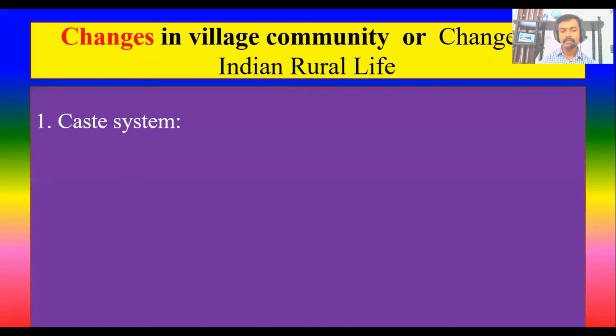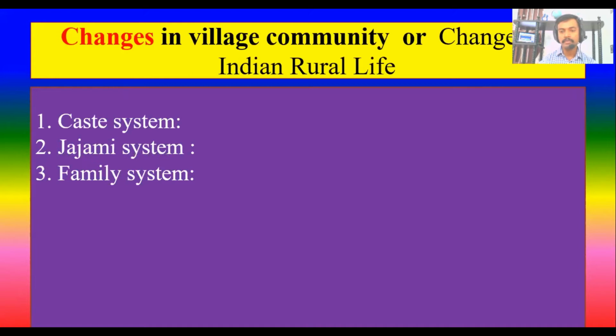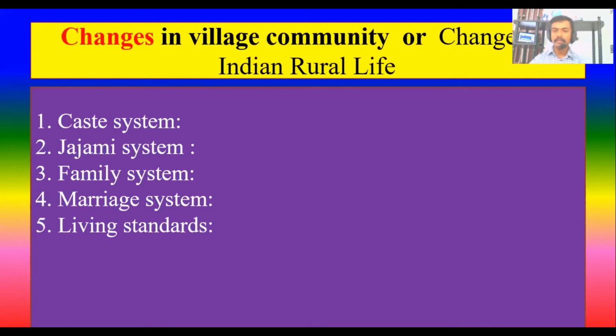Then changes in village community, or changes in Indian rural life. The first change is in the caste system. We know that in olden villages there was untouchability. Now there is no untouchability. Then the Jajmani system, which means exchange of materials: give coconut, buy rice. Nowadays it has changed into a money system. Family system change: joint family into nuclear family. Marriage system change: child marriage into adult marriage. Living standard change: olden method into modern method, computerization and mechanization.